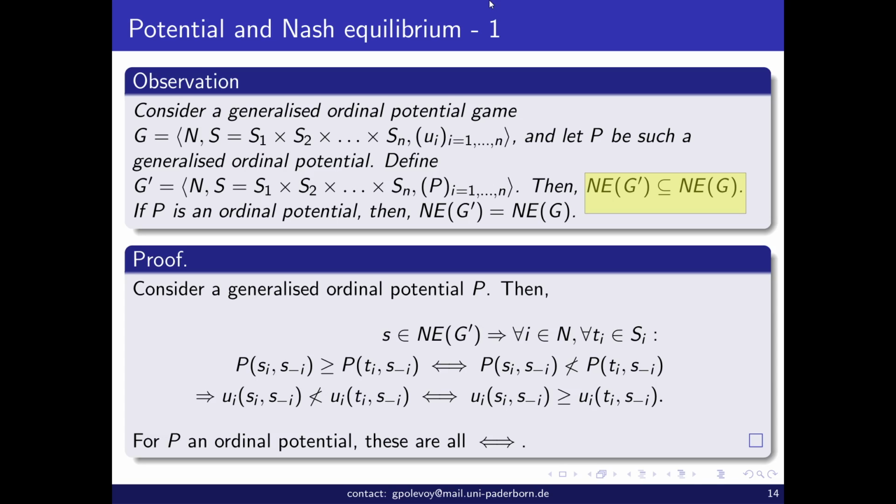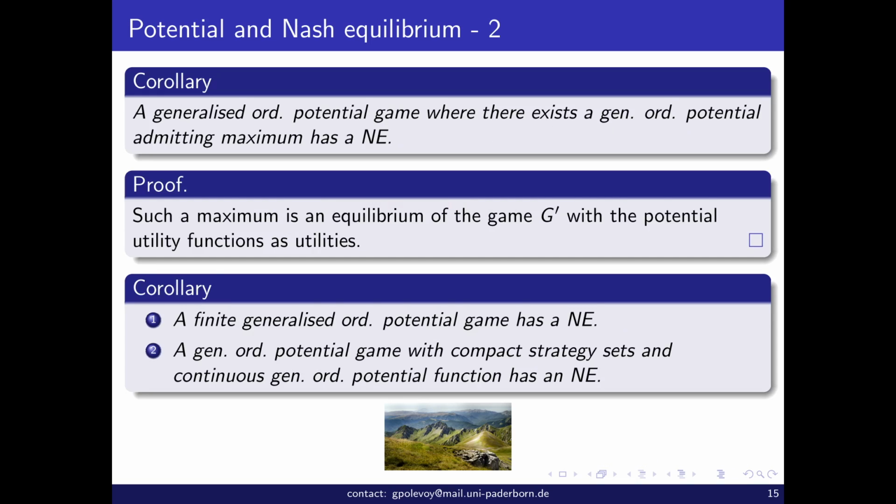We already are allowed to look at the Nash equilibria of this new game when you just have potential functions for every player. And the first corollary is that a generalized ordinal potential game, where there exists a generalized ordinal potential which attains a maximum, such a game has a Nash equilibrium.